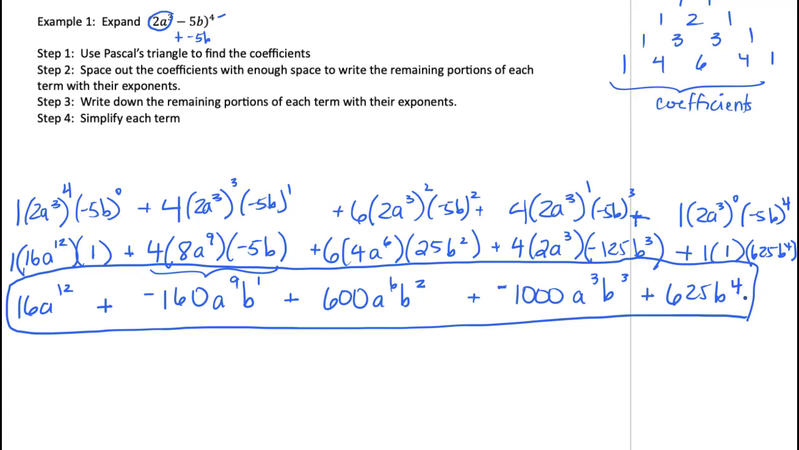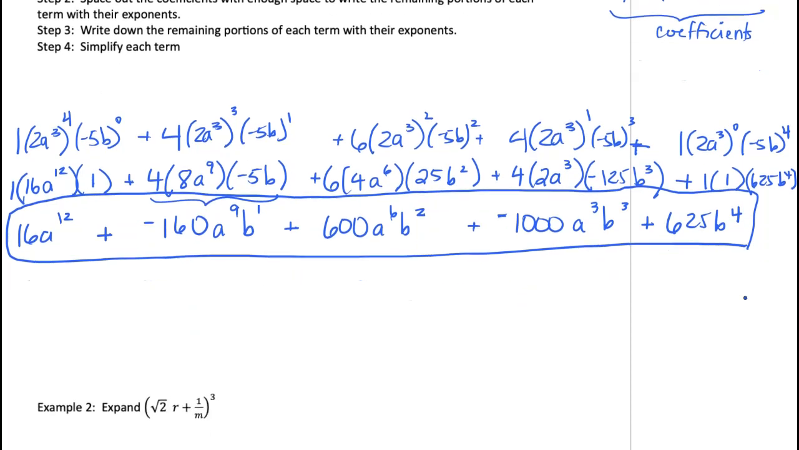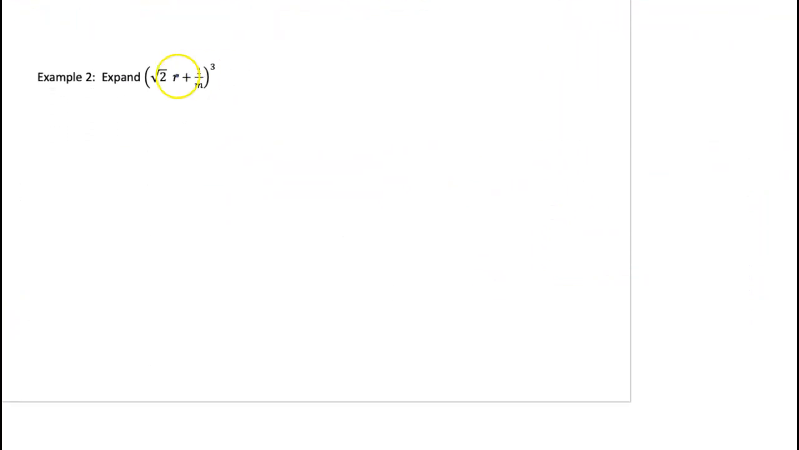Let's look at one more. Something with a little more difficulty level because of the radical 2 and then also introducing a denominator. So I'm going to go to the 3rd row of our Pascal's triangle. And so here's our coefficients. I'm going to write those down and expand them.